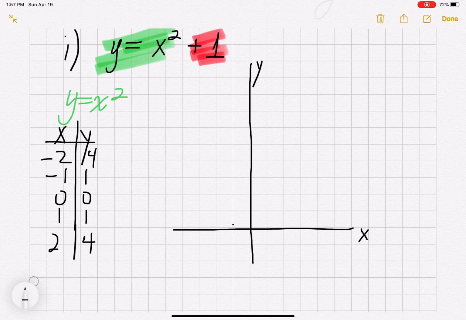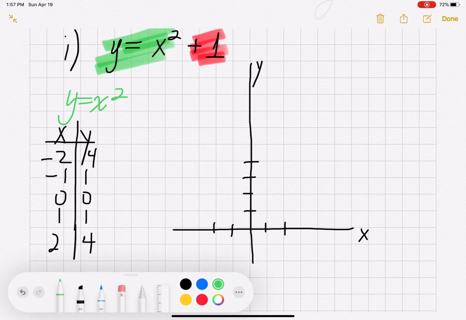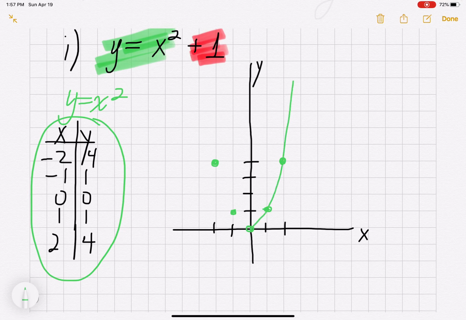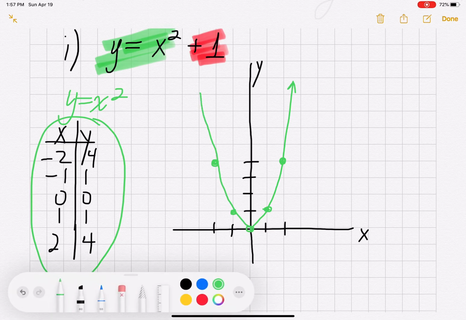If you plot those points, I said there are 5 key points you need to know. Negative 2, 4, that's your first set of coordinates. Second set of coordinates is negative 1, 1, then 0, 0, that's the third set, then 1, 1 is the fourth set, and the fifth set's 2, 4. So eventually you just memorize these points. So there's our parent, right? Our parent.